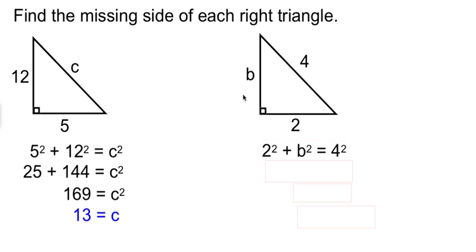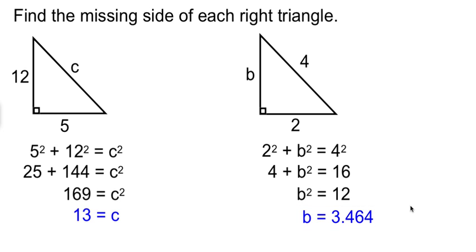Looking at this one, we're given a leg missing, so we have 2 squared plus b squared equals 4 squared for the hypotenuse. Cleaning up the squares, we have a 4 and a 16. Subtract the 4 over, we get 12. Take the square root of the 12, we get 3.464.